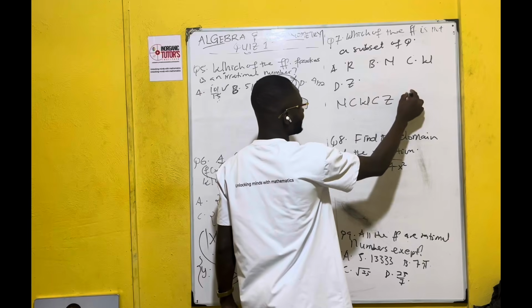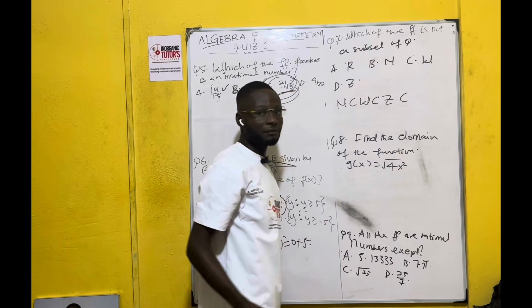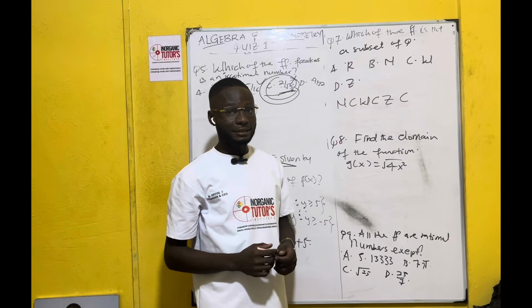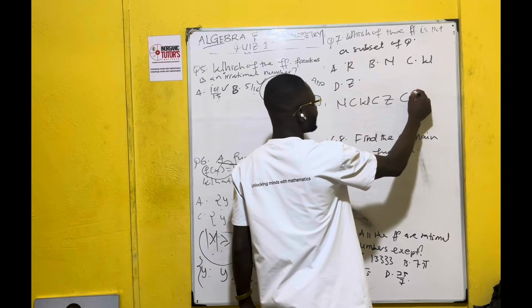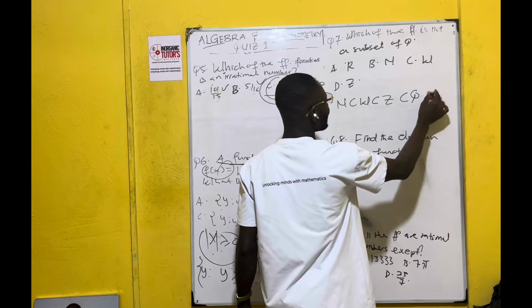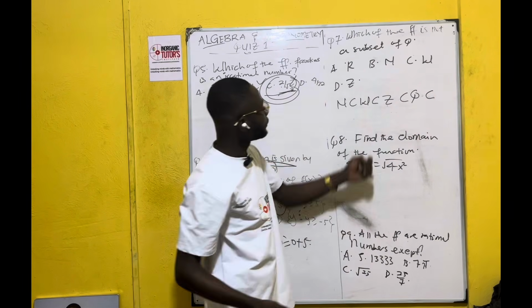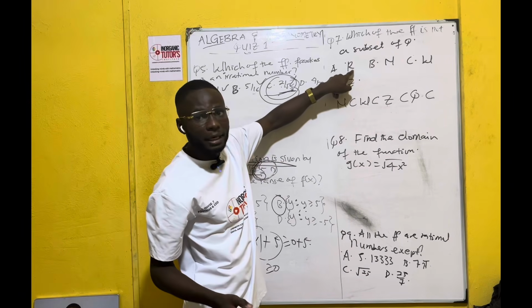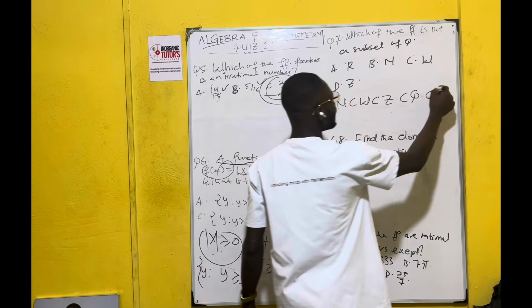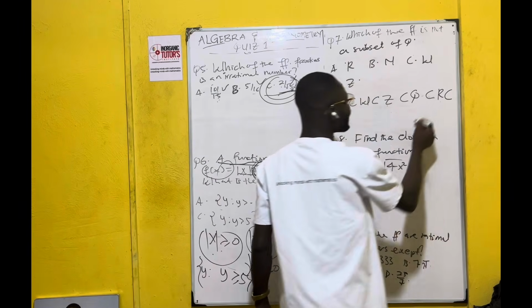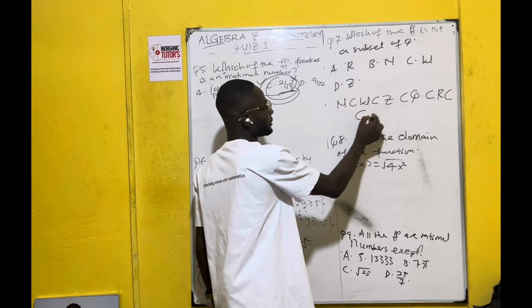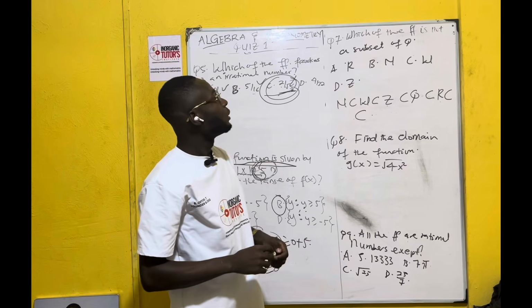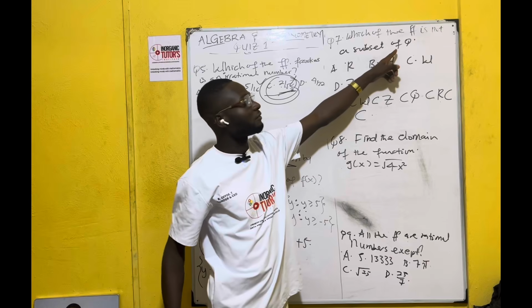Integers, right? And integers are a subset of rational numbers, right? So you have rational numbers, and rational numbers are a subset of what? Real numbers, right? So we have real numbers here. Then real numbers are a subset of what? Complex numbers, right? So which of the following is not a subset of what? Q.